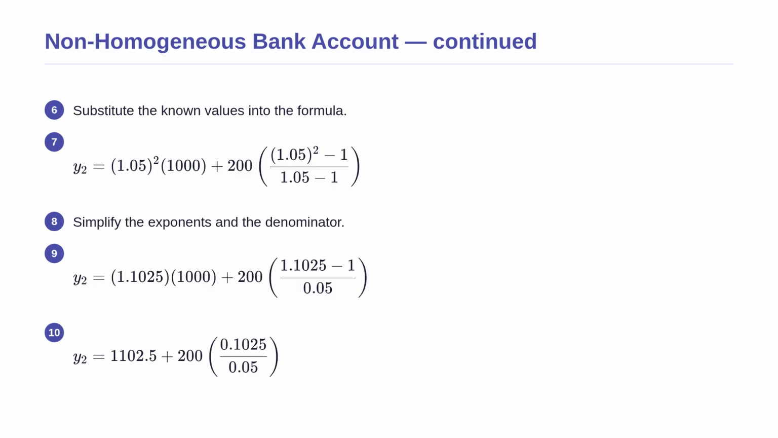Continuing with our calculation, we substitute all our known values into the formula. We replace a with 1.05, y sub 0 with 1000, b with 200, and n with 2. Next, we simplify the arithmetic. Squaring 1.05 gives 1.1025. In the denominator, subtracting 1 from 1.05 leaves exactly 0.05, which represents the pure interest rate. We then multiply the initial deposit by its growth factor, giving 1102.5. We also perform the subtraction in the numerator. The complex equation is now broken down into much simpler pieces.